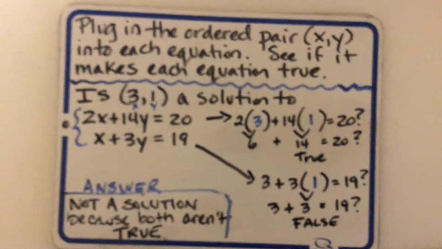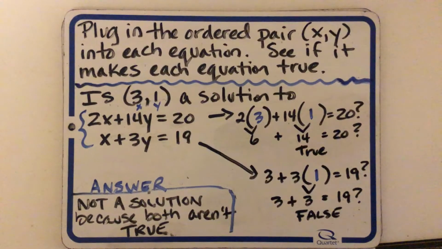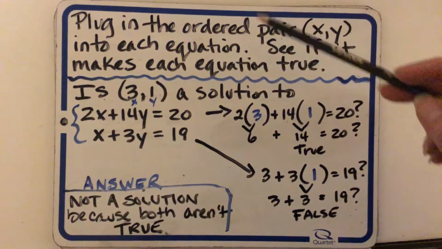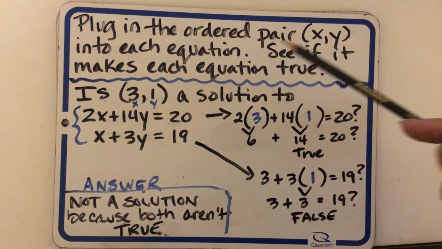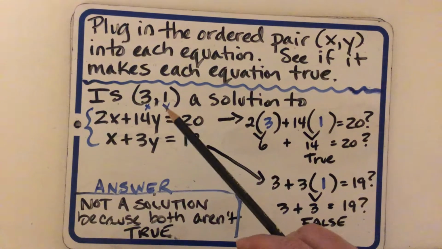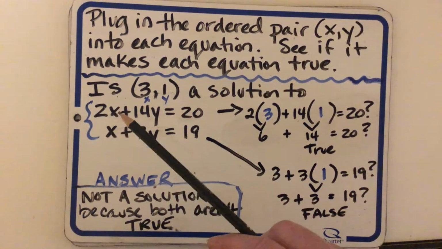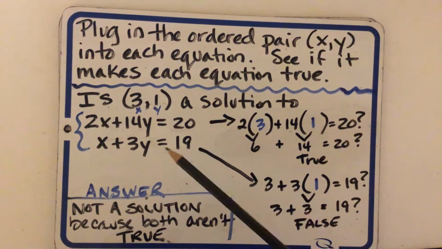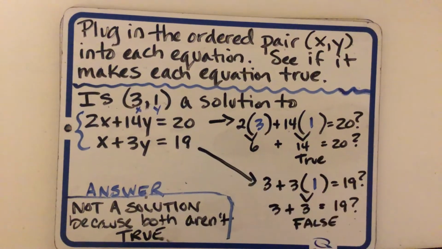So first thing we're going to do is plug in the ordered pair, which is in the form x, y, into each equation and see if it makes each equation true. So let's take a look. I wrote the same problem that was on the other board. I had 2x plus 14y equals 20, and x plus 3y equals 19, and they want to know if 3, 1 is a solution.